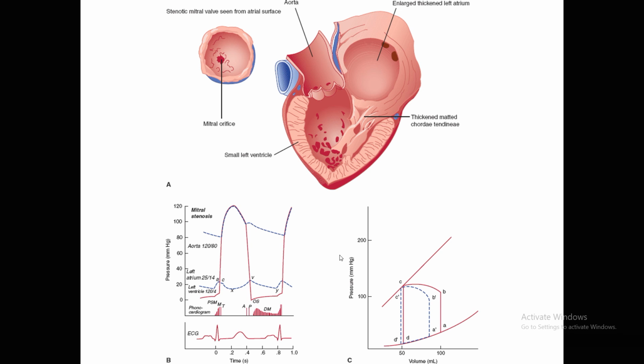From the physical examination, let me note the auscultatory findings, especially the diastolic finding. The murmur registered is diastolic. First, a brief opening snap is recorded, followed by a murmur because of the turbulent flow through the narrowed orifice of the mitral valve.